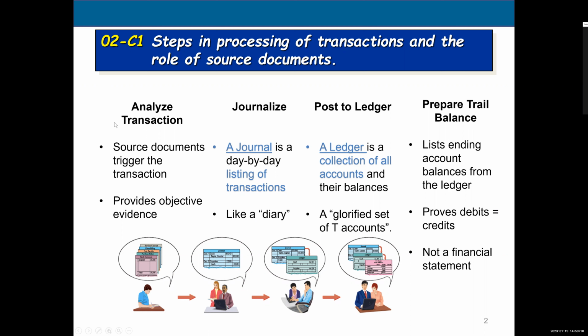In real life, you're not going to get a sentence saying bought office supplies on account. In real life, they're going to plop a source document into your inbox. For instance, you might get a bill from PG&E. That bill is a source document that triggers a transaction, and it provides objective evidence that the transaction happened. So what do you think a bill from PG&E triggers? It triggers the fact that you're probably going to have some utilities expense and that you owe money, right? So it's going to increase your liability.